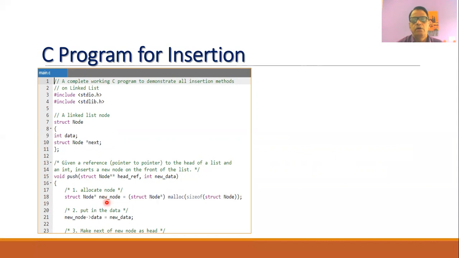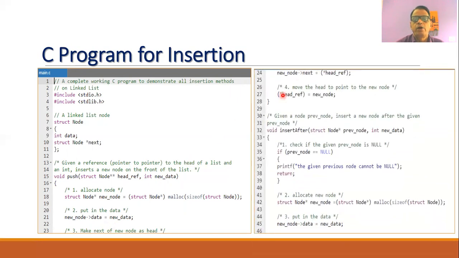In order to create the node, we can make use of this statement, new node is equal to struct node star malloc. So this memory allocation function is being used for allocation of the memory. Then we will put the data by making use of the statement data is equal to new data. And then we will set the pointer next to the start of the linked list. And then we will move head to point to the new node, by making use of this statement, star head reference is equal to new node.